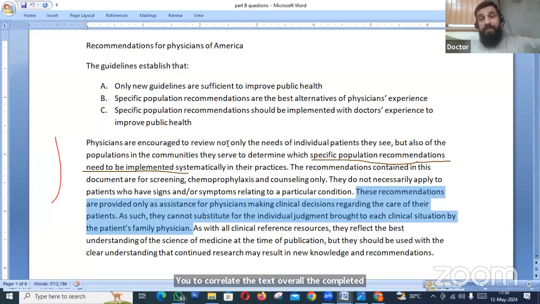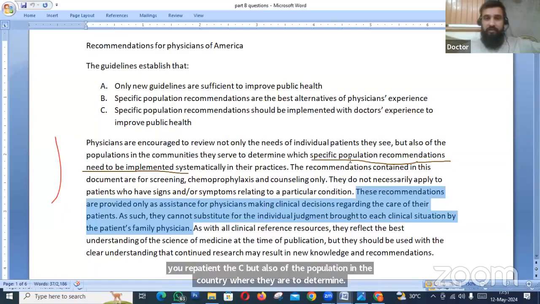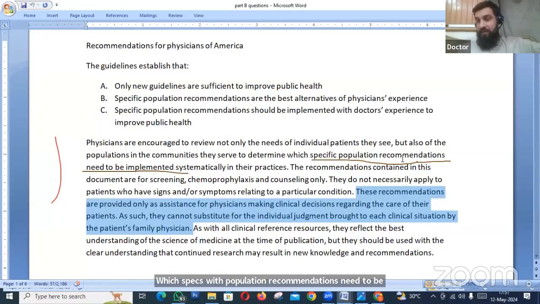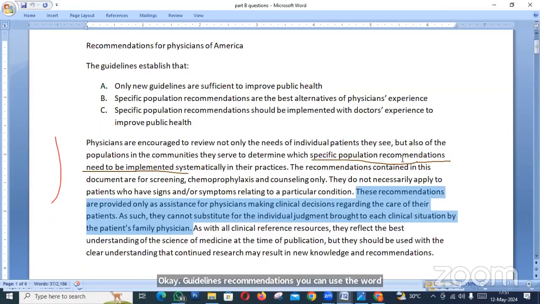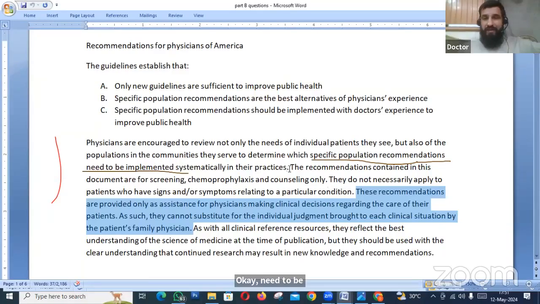Okay. Physicians are encouraged to review not only the needs of individual patients they see, but also of the population in the communities where they serve to determine which specific population recommendations need to be implemented. So now they're talking about specific population recommendations. Okay. Guidelines, recommendations, you can use the word guidelines. Need to be implemented systemically in their practice. So apart from their individual experience, we need specific population recommendations. Okay.